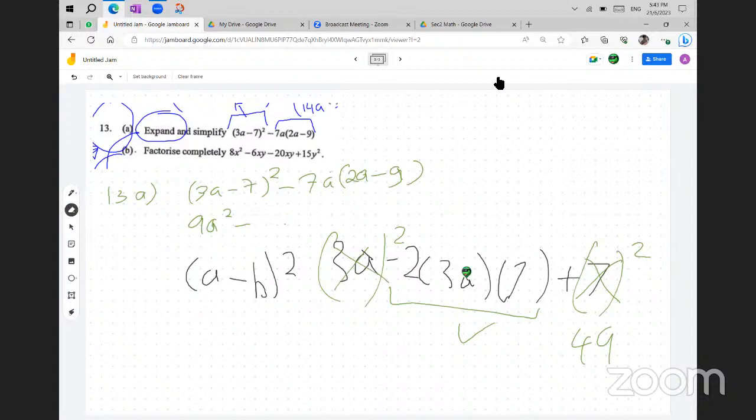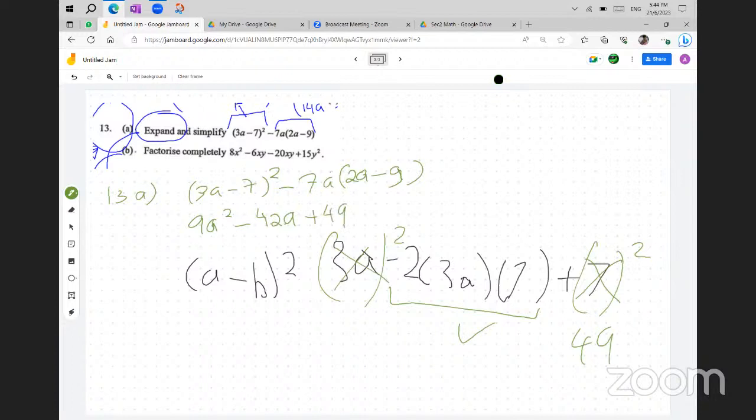So 7 times 3 is 21. Correct, right? And then it'll be 42a, right? Minus 42a, right? Minus 42. Yeah. And then plus 49.